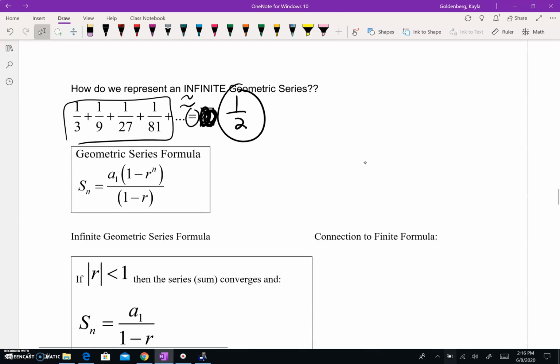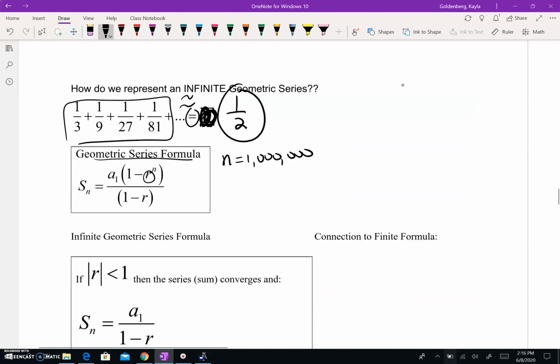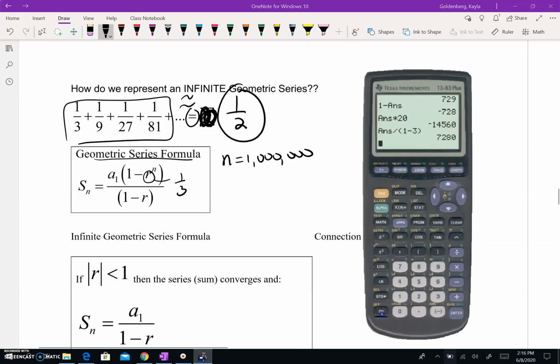So here's how we can figure out what the infinite sum formula looks like for a geometric series. If I take my geometric series formula, and let's say my number of terms is really, really big, like 1,000,000 terms, as I get to bigger and bigger numbers, what happens if I do a ratio? Like my ratio might be a third. What happens if I do something like a third to the power of 1,000,000?